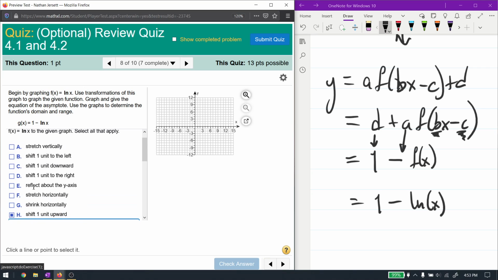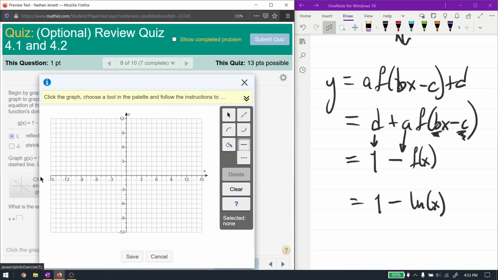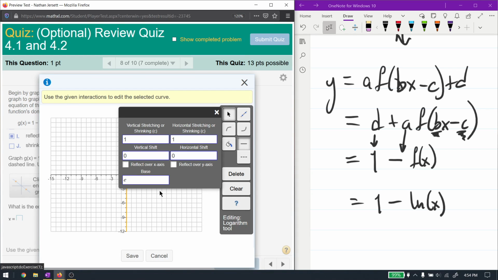A reflection across the y-axis is if b was negative 1. It's on the inside of the function, and that would flip it, if it's on this side, it's going to go over here and vice versa. That's across the y-axis. So it's not a horizontal flip, I should say. It's a vertical flip, or a reflection. Okay, now we can graph it. We have a vertical shift of 1 unit, and we have a reflection over the x-axis.